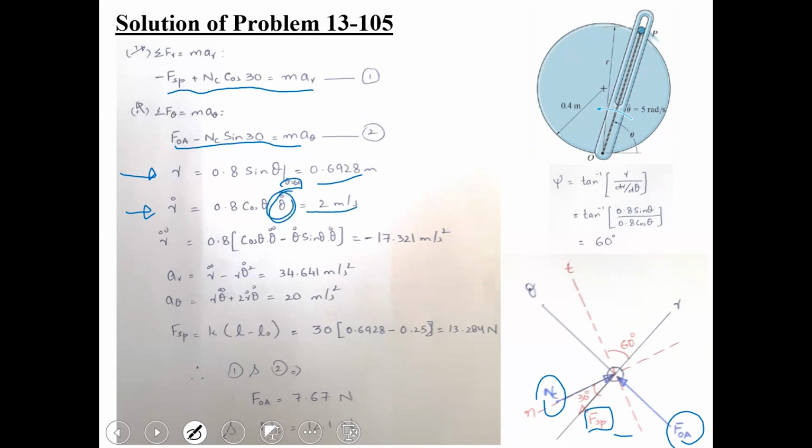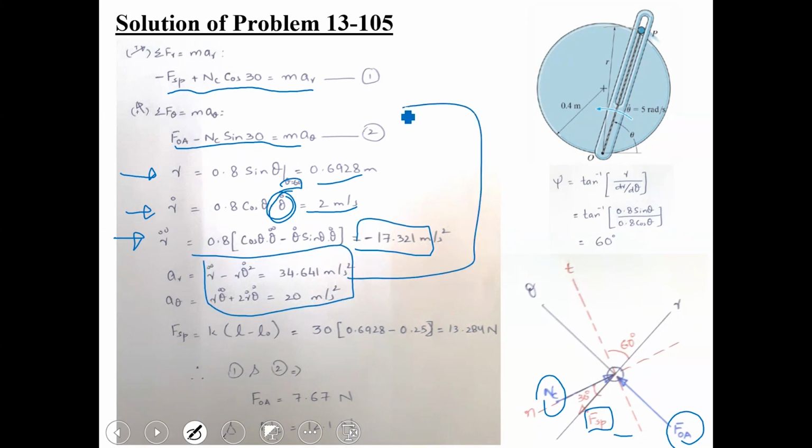Again, kindly don't forget to apply theta dot. We are applying the chain rule since R is given to us as a function of theta. Similarly, R double dot is going to be minus 17.321. Accordingly, we will get the values of AR and A theta, which we are going to put in equation 1 and 2 towards the right hand side of both these equations.